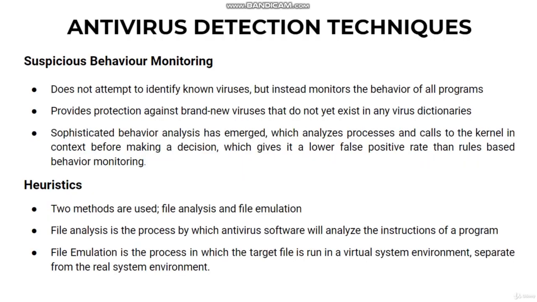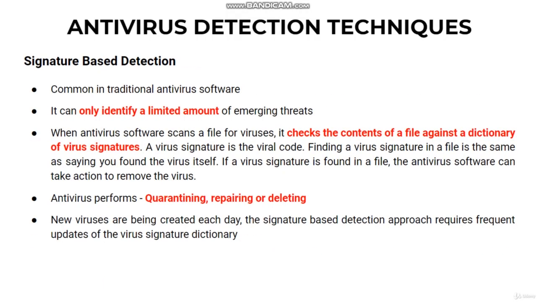Malicious activity detection, which is also known as behavior-based detection, is another way to identify malware. In this approach, antivirus software monitors the system for suspicious program behavior. And the last one is heuristic-based detection. Like malicious activity detection, heuristics can be used to identify unknown viruses. So let us explore each of these methods in detail.